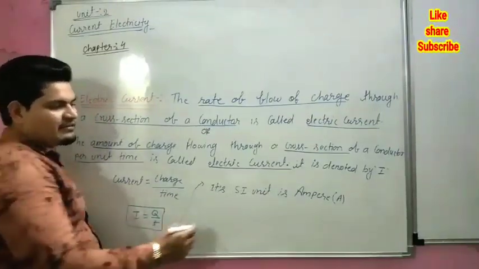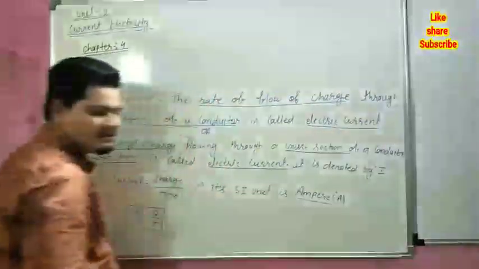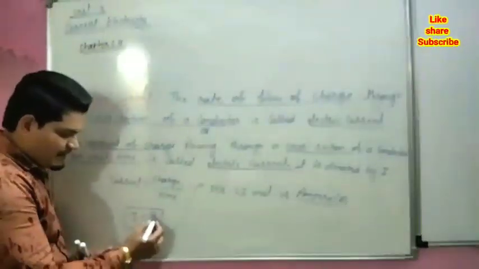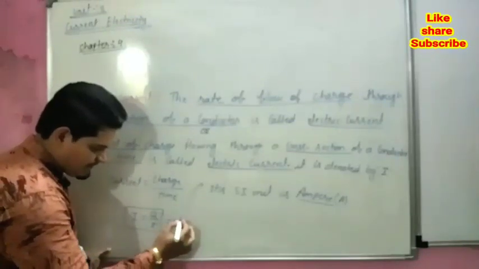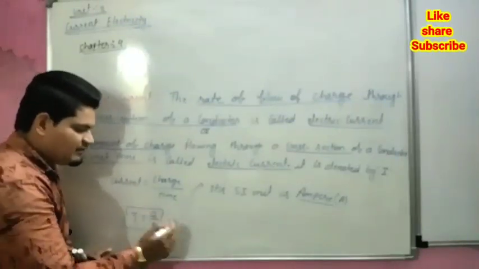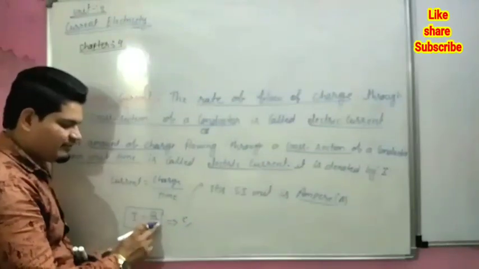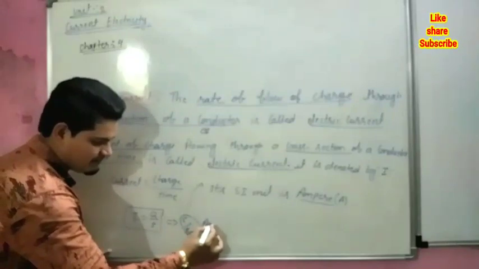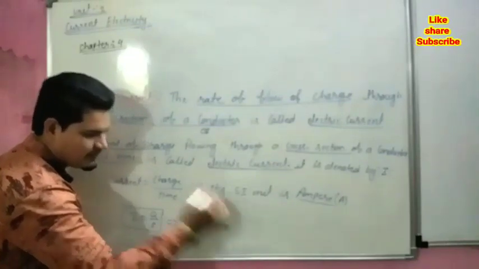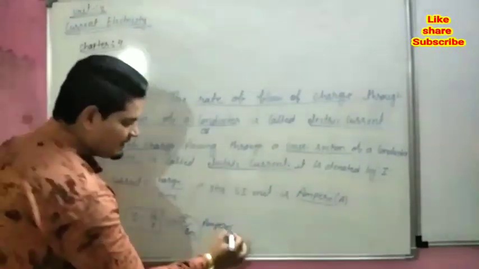Now its SI unit is ampere, because the SI unit of charge is coulomb, and the SI unit of time is second. So coulomb per second is called ampere. It is denoted by A.